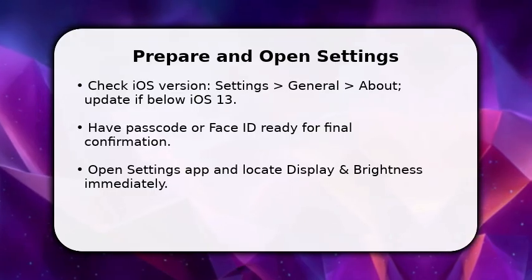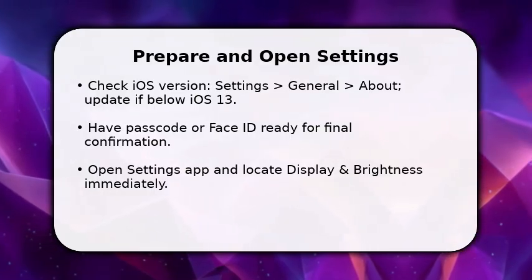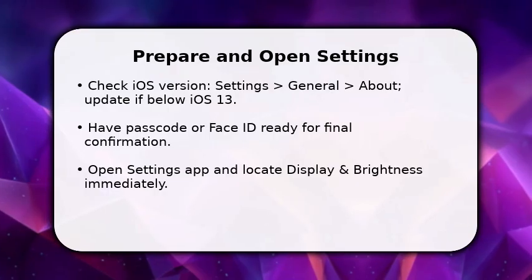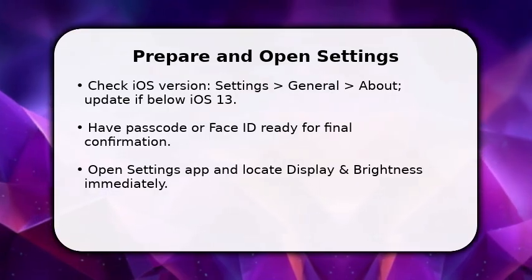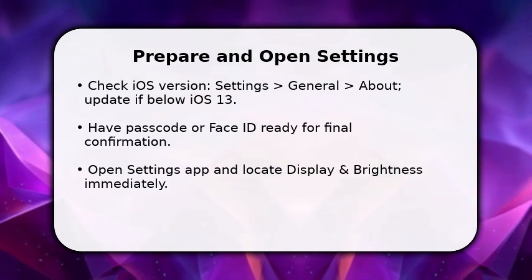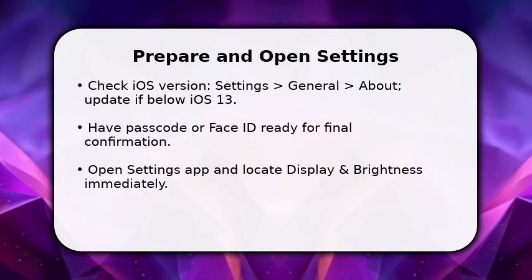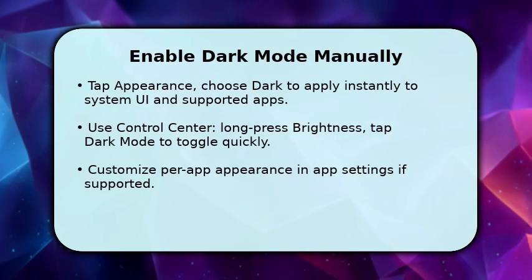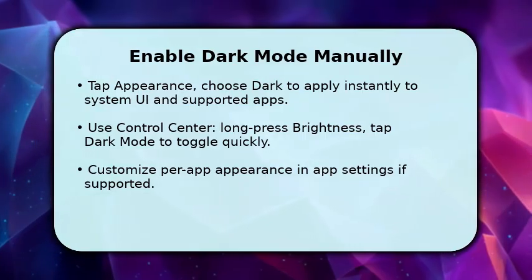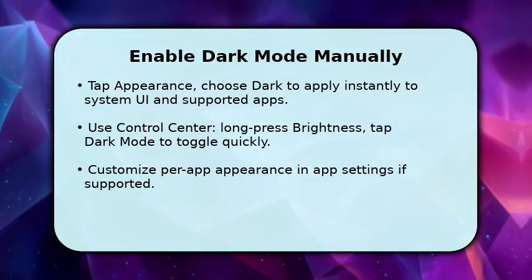I'm asking you to be in that screen before we change anything because the options appear there. This saves time and prevents confusion when we switch modes and test visibility. You'll toggle dark mode manually by selecting Appearance and choosing Dark so the system UI, widgets, and supported apps switch immediately. Once activated, make sure to test core apps like Mail and Messages to confirm contrast is readable.